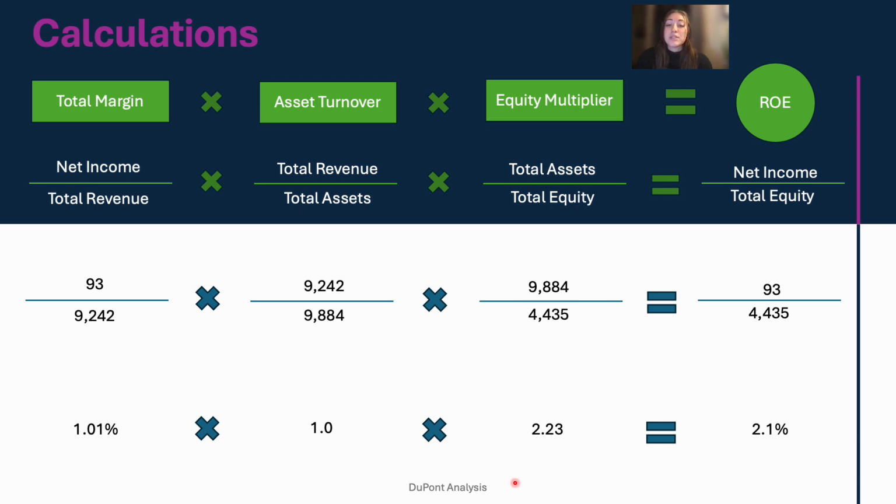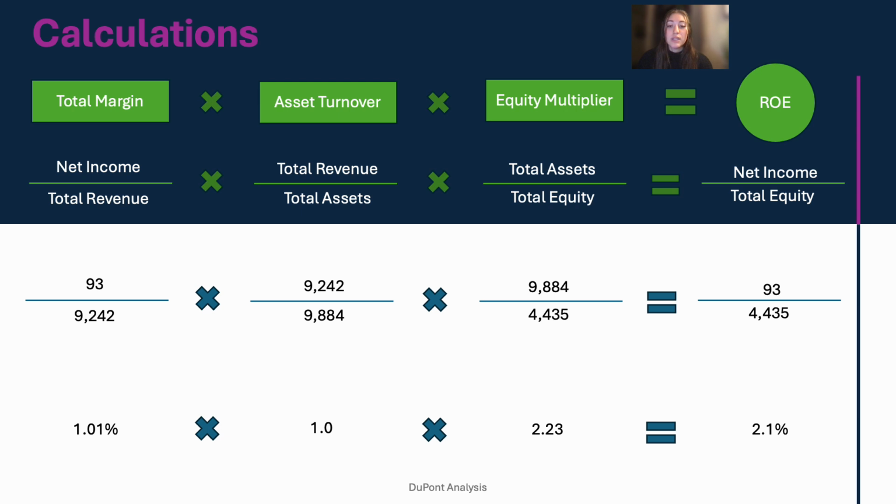Now we'll be taking the numbers that we found from the balance sheet and the statement of operations and plugging them into our DuPont analysis formula. So we have them here: your net income over total revenue, times your total revenue over total assets, times your total assets over your total equity, equal your net income over your total equity. We can go ahead and cancel these to get this final statement. So your ROE, once you do the math, will break down to 2.1%. So that is the number that we are looking at right there.